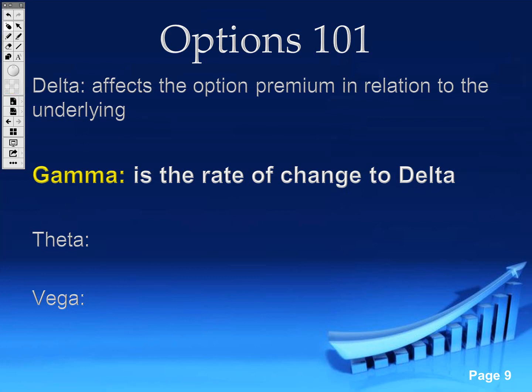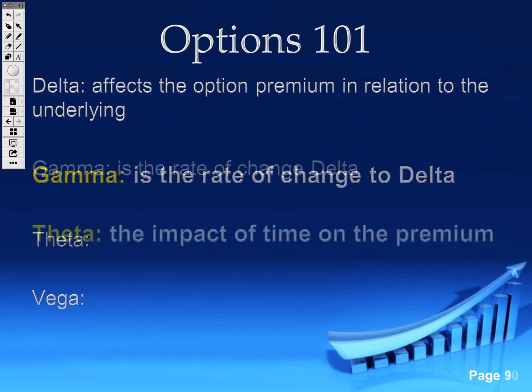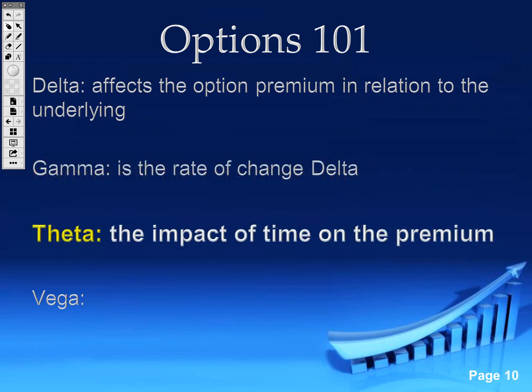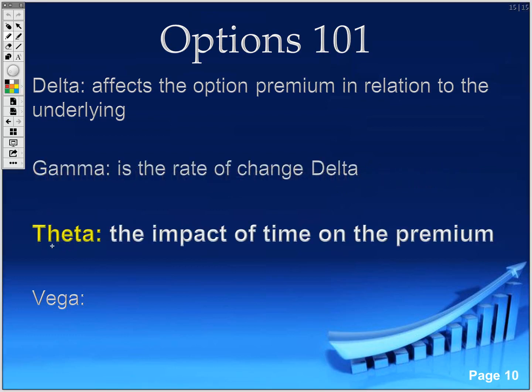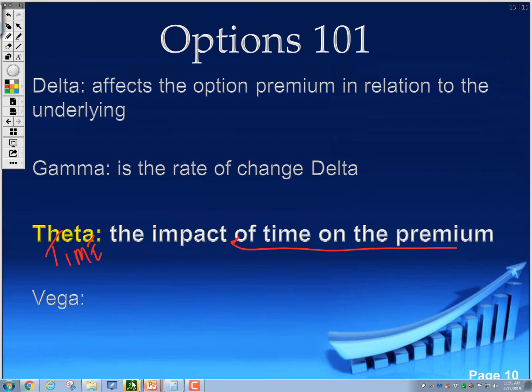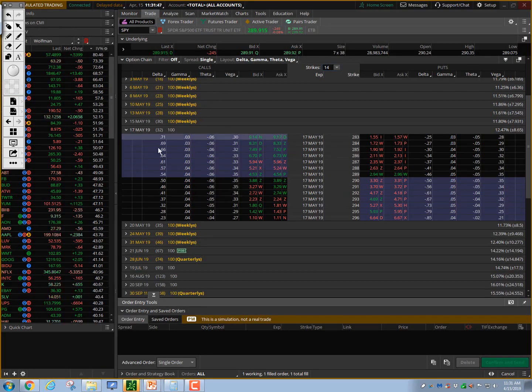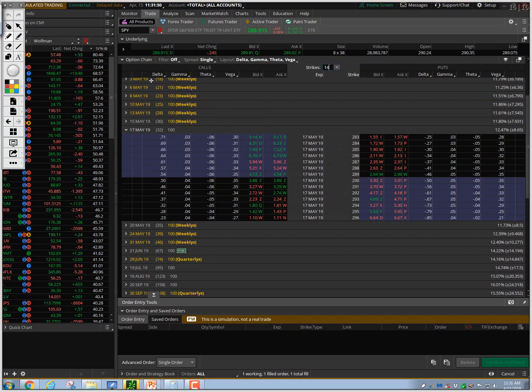And then we have theta. Theta is just time. It's as simple as that. We've got time here. So theta, think of it as time. It's the impact of time on the premium. So when we pull up our platform again, we can look at the option montage here. Earlier we had the delta, and then we had the gamma. Now we have theta. So theta is time.